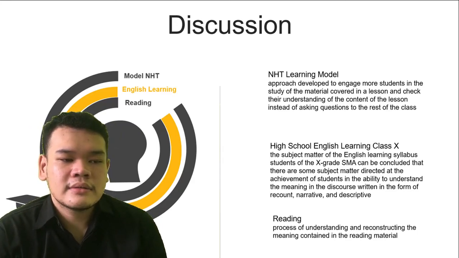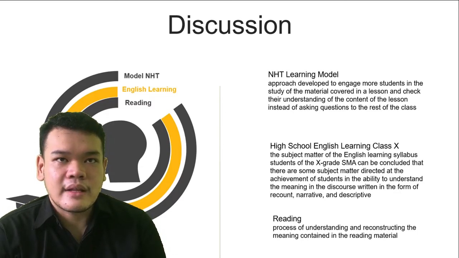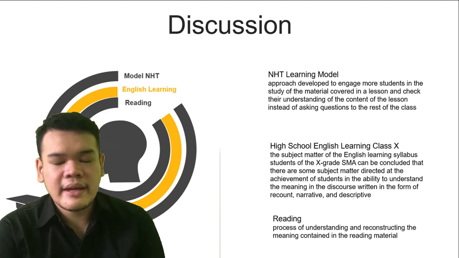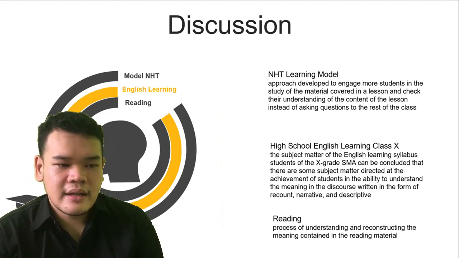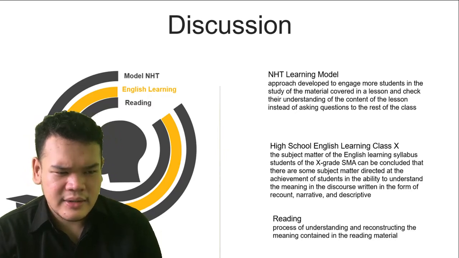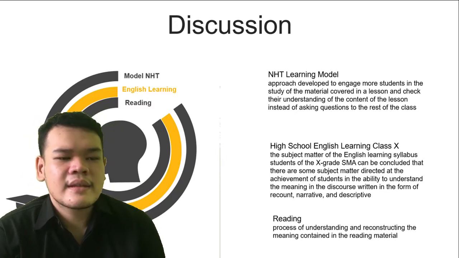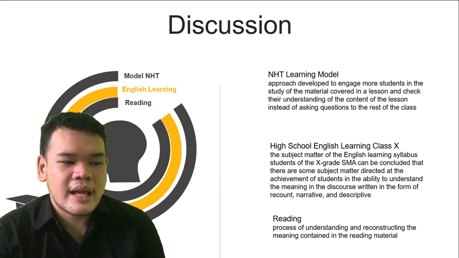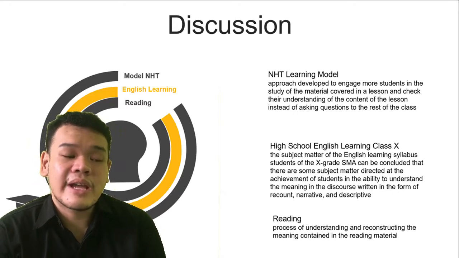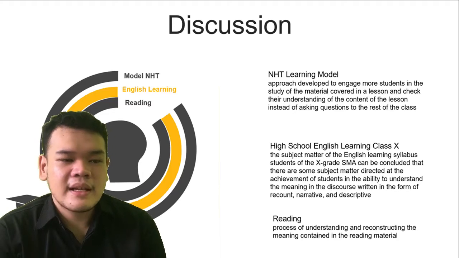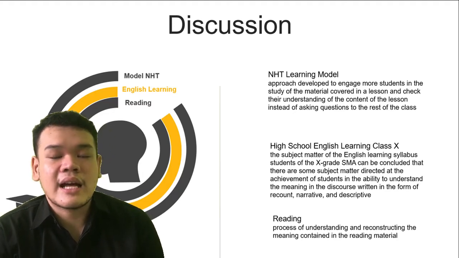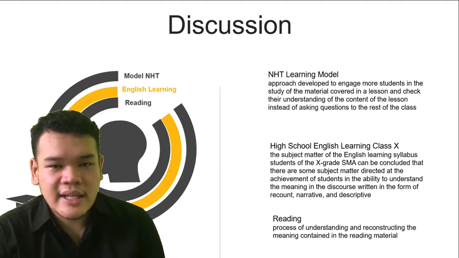Among the 4 English language skills, there are listening, speaking, reading, and writing. Reading skills tend to be a priority. In this case, the application of the number head together technique is very appropriate to help students understand the types of text learned.